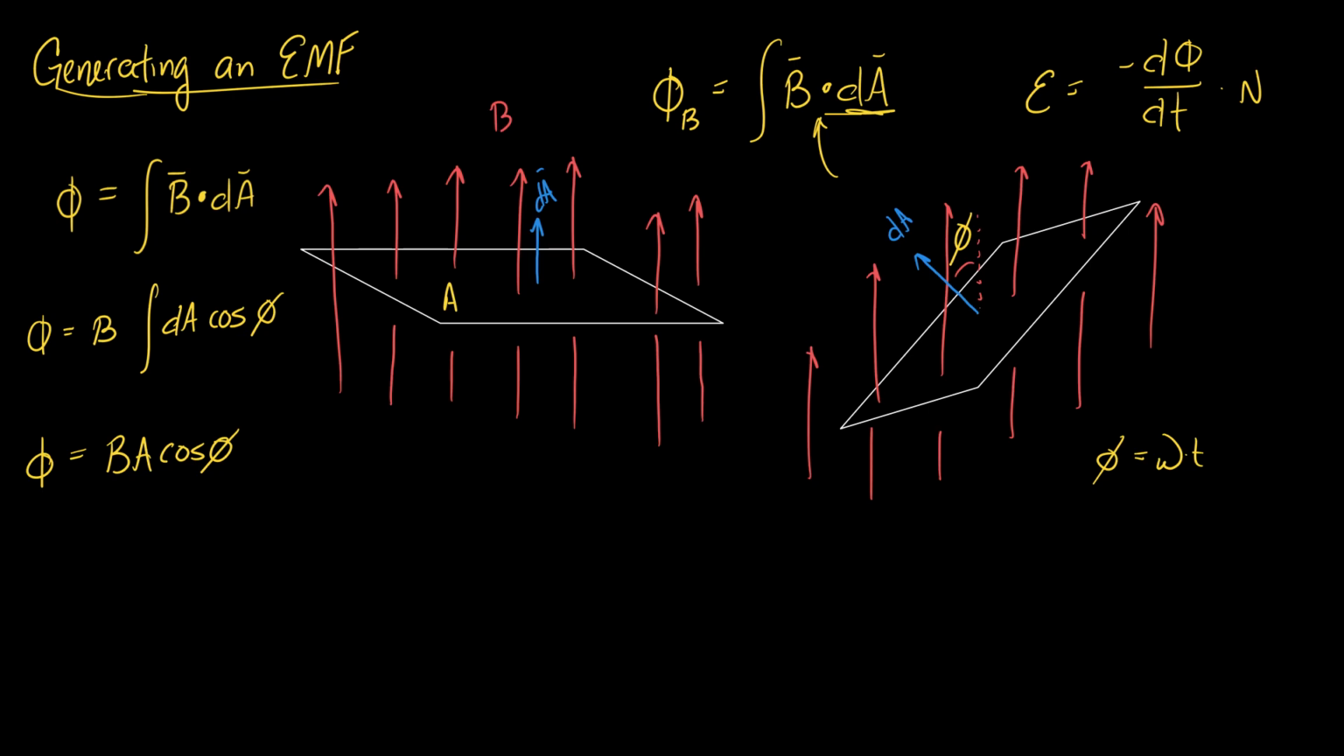Now this gives us our expression for the flux. B and A aren't changing relative to the motion of the loop. They're staying the same. The only thing that's changing is phi. Phi is changing because the actual loop is rotating. So now we're going to pass this expression on to Faraday's law, where we're going to take the derivative.